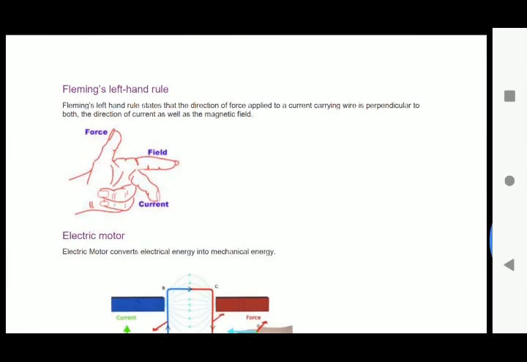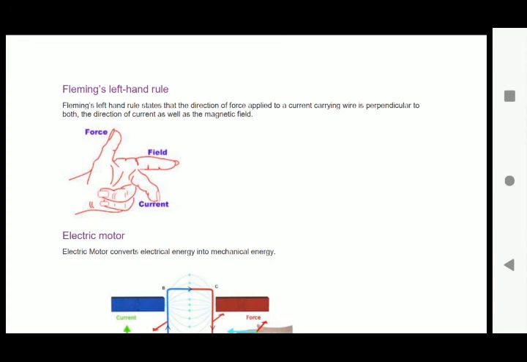What is Fleming's left hand rule? According to Fleming's left hand rule, hold the forefinger, the center finger and the thumb of your left hand at right angles to one another as shown in the figure. Adjust your hand in such a way that the forefinger points in the direction of magnetic field and the center finger in the direction of current. Then the direction in which the thumb points gives the direction of force acting on the conductor.